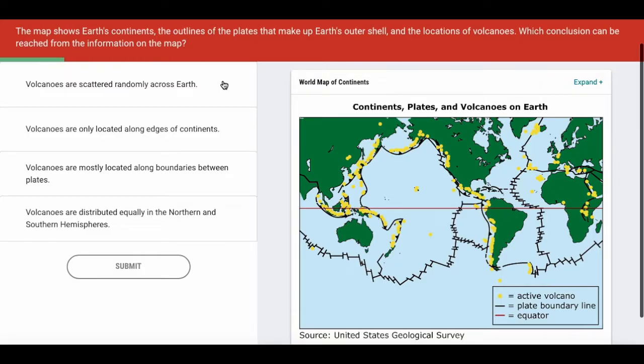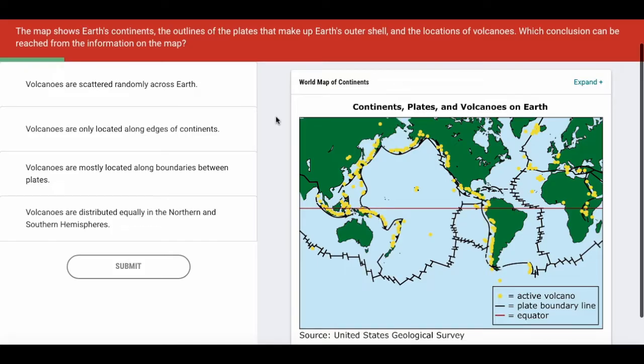Okay, the first question. The map shows the Earth's continents, the outlines of the plates that make up Earth's outer shell, and the locations of volcanoes. Which conclusion can be reached from the information on the map? So here we have our map and multiple answer choices. Now's a good time to pause the video, try this out, and then we'll go over it.